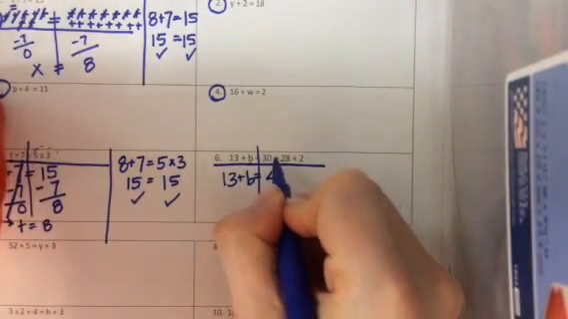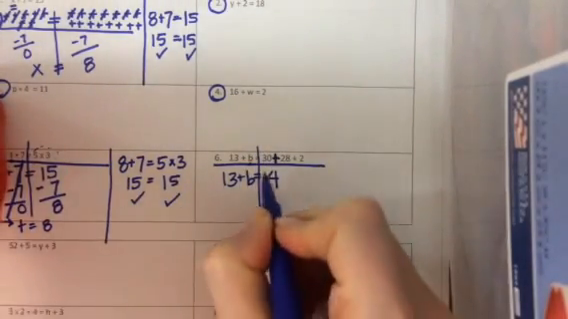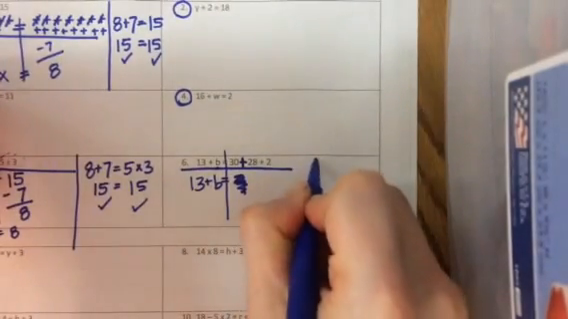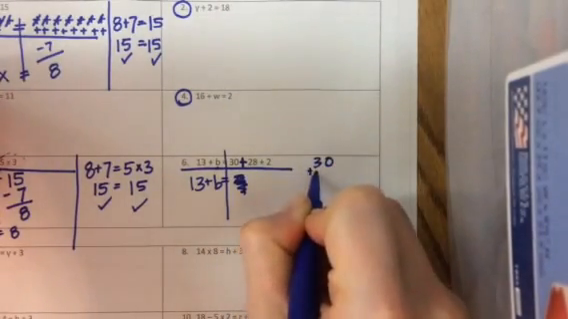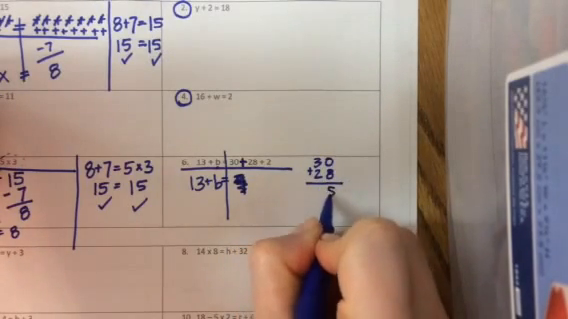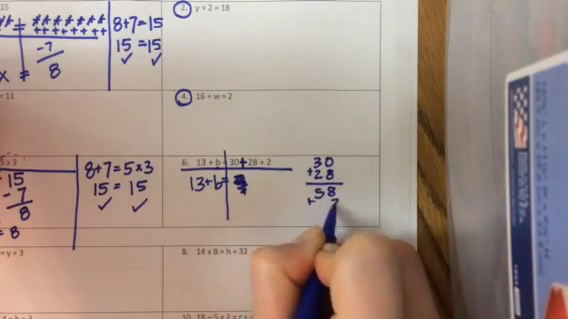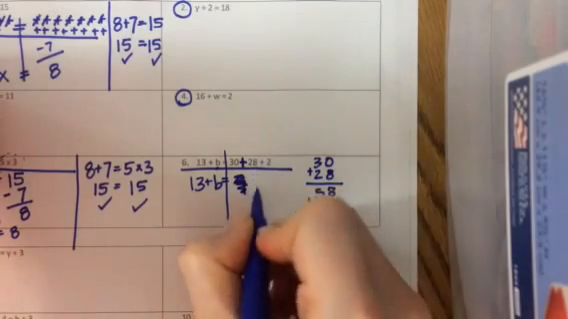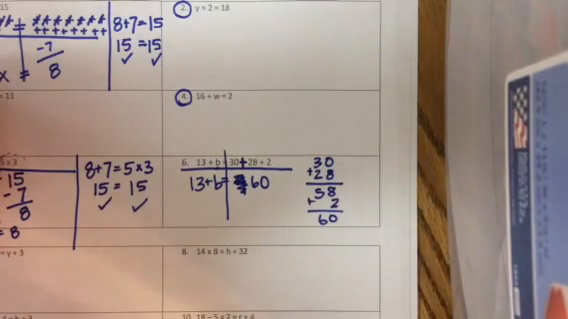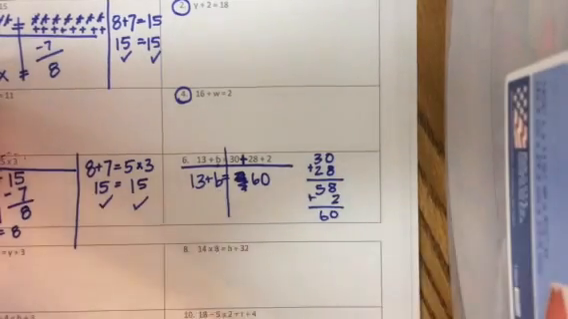Oh, I'm sorry, Kipsters. This should have been a plus sign. So let's go ahead and try that again. 30 plus 28 will give me 58, plus 2 will give me 60. So I could think about it in my mind, 13 plus something has to give me 60. Or I could use my algebra skills to isolate b.